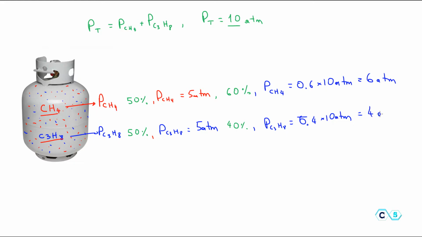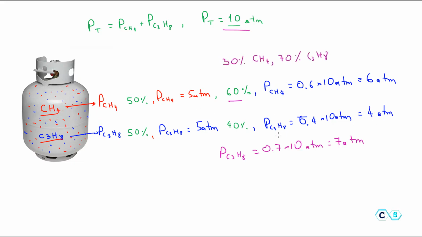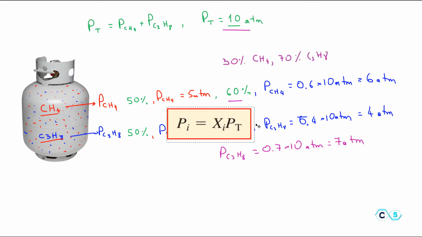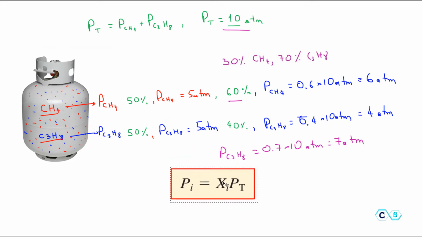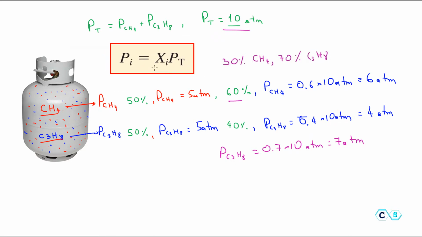So the general formula for this is that the partial pressure of any gas in the system is equal to its mole fraction, which is given by a Greek letter, but we're just going to call it X, multiplied by the total pressure of the system. This is what we were just doing. We're multiplying 0.6, 0.4, 0.7 by the total pressure of the system. And so that percentage of the gas is given by the mole fraction.